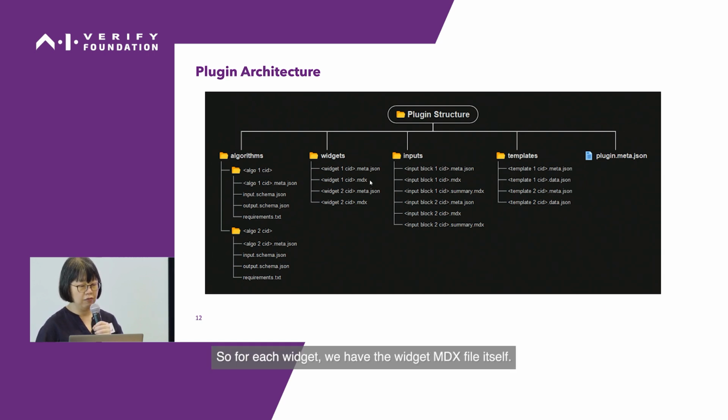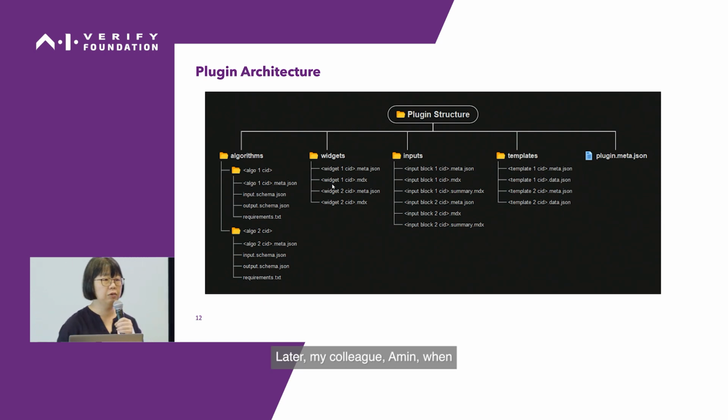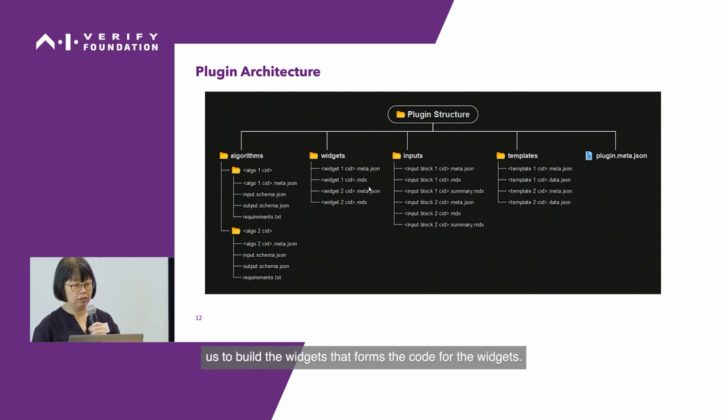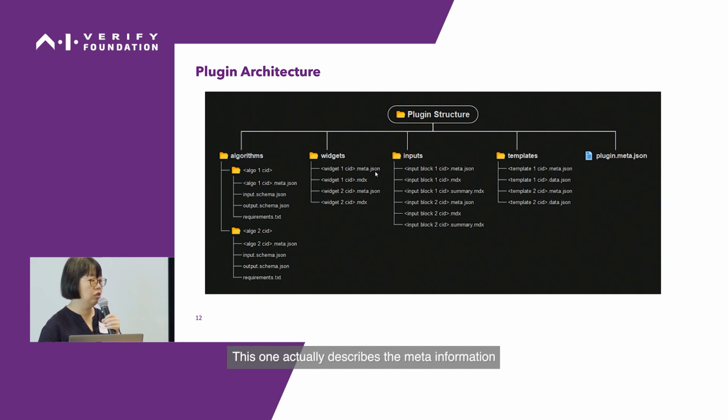So for each widget, we have the widget MDX file itself. Later, my colleague Amin, when he's talking about the widgets, will explain a bit more about what MDX files are. But basically, MDX is what we call Markdown plus JSX file that allows us to build the widgets and forms the code for the widgets. And each component will have a .meta.json file. This describes the meta information about the component itself, like for example, the name of the component, the CID, the GID.